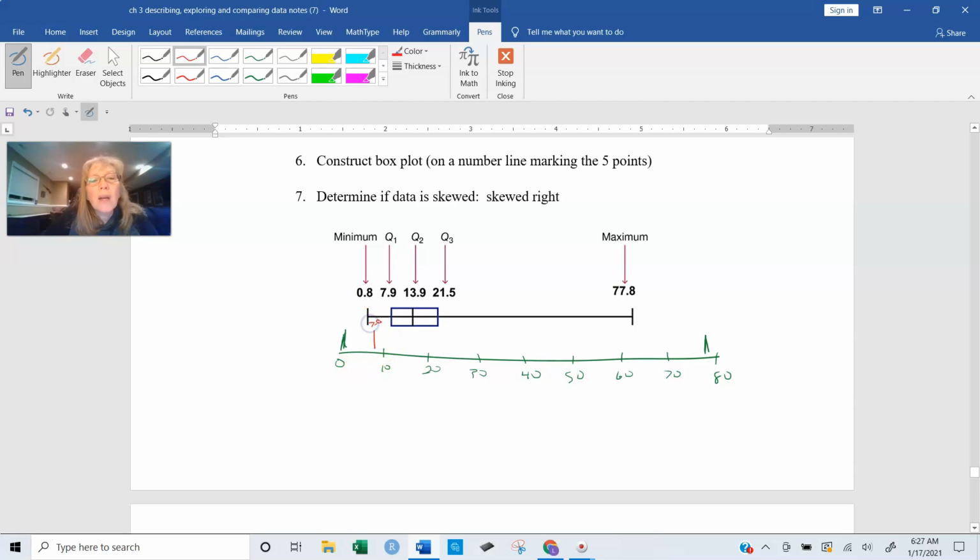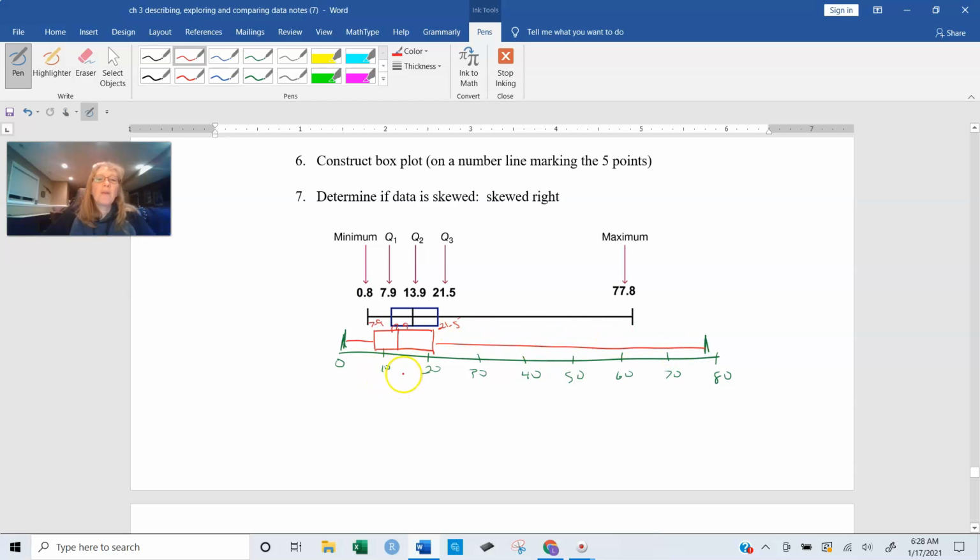So this is 7.9, 13.9, which would be roughly here, 21.5, which is here. And we construct our box. Then all we do is draw the lines from the box to the whiskers.